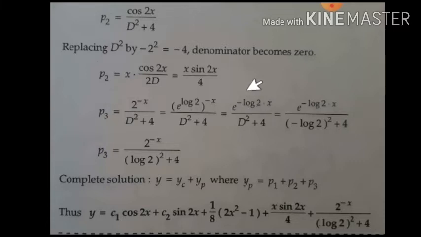So here D should be replaced by what? Minus log 2. No need to simplify further. You can keep it as it is. Since it is squared, minus 1 whole square becomes plus 1. So write the complete solution yc plus yp, where yp is p1 plus p2 plus p3, and substitute it in the answer. Here for p1 they have written a more simplified form. Both answers are correct, and they have taken the LCM and written it in simplified form.